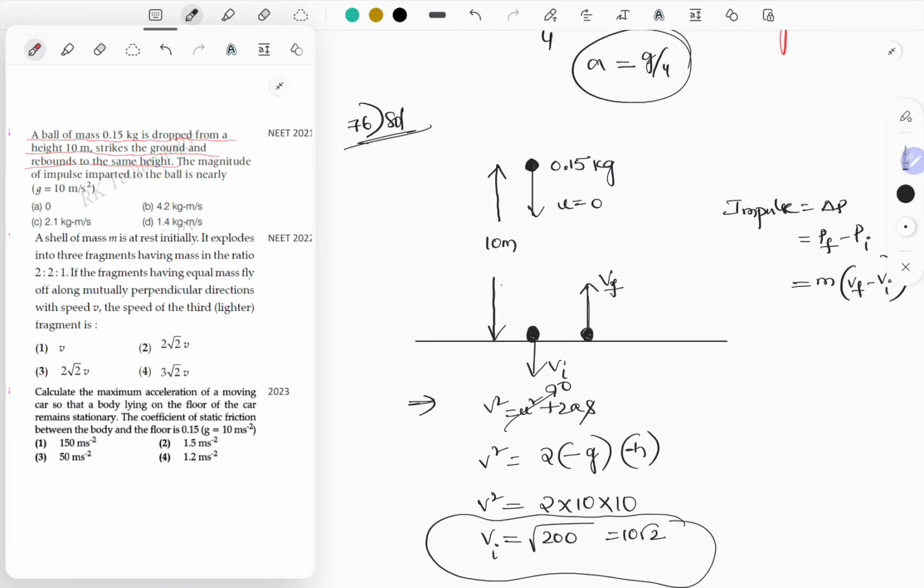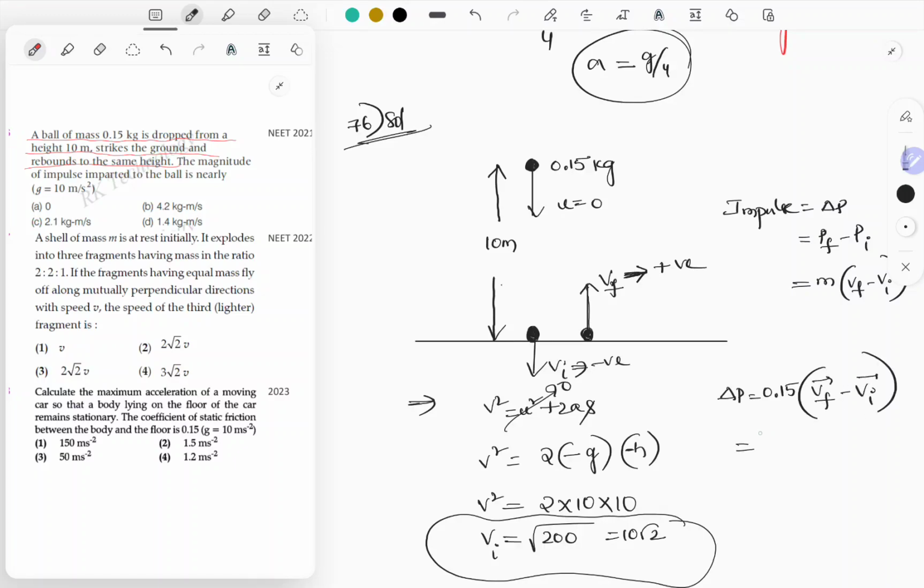The velocity with which it is moving down, let me consider that as negative. The velocity with which it is going up is going to be positive. So I am considering this as positive, and this is going to be negative. Okay, let me find out the change in momentum, so that is what they are asking. Change in momentum is the mass of this object, 0.15, into final velocity minus initial velocity.